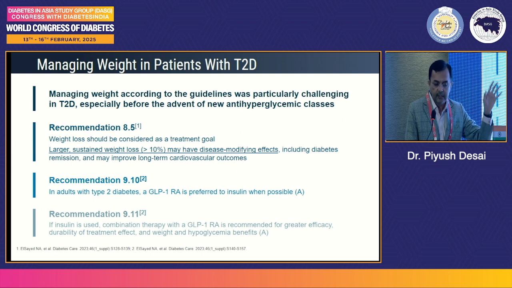And for that, recommendations are also now looking for you to take the agent which causes weight loss if possible and if it is tolerated, and you should prefer to use that weight-reducing agent later in diabetes practice. So I think weight is a very important part and we should always focus on that.